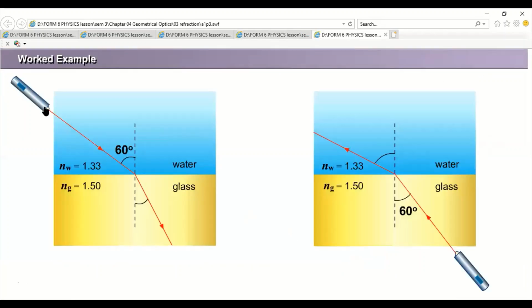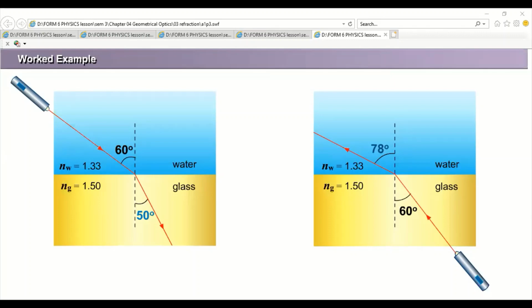If a light ray is incident at an angle of 60 degrees, the refracted angle in the glass, which is higher in refractive index, will be smaller. If the light is incident from the medium with greater refractive index, that means that when it passes through into the medium with less optical density, the angle of refraction will be greater, for example in water.